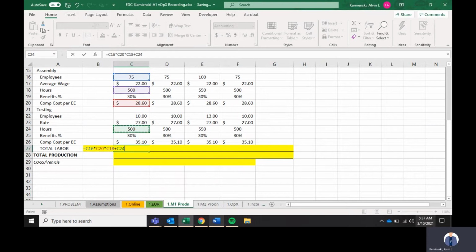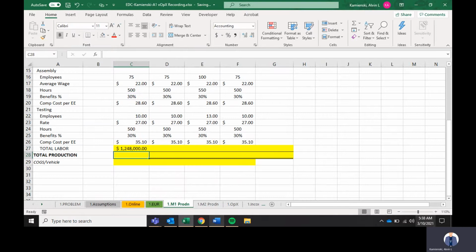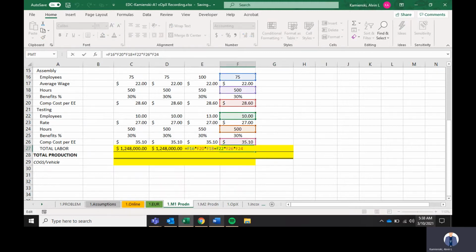Then I have 10 employees who I pay $35.10 equivalent per hour in compensation and benefits. And then I ask them to work 500 hours per year. So my total labor costs are 1.2 million for Q1. And because I laid out my formula and my spreadsheet similarly, this last year should show me 75 employees, $28.60 per hour, 500 hours, etc.